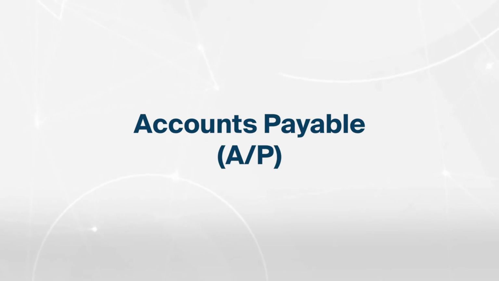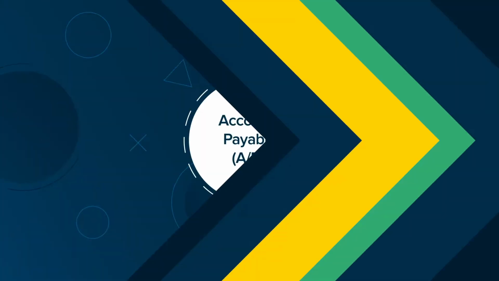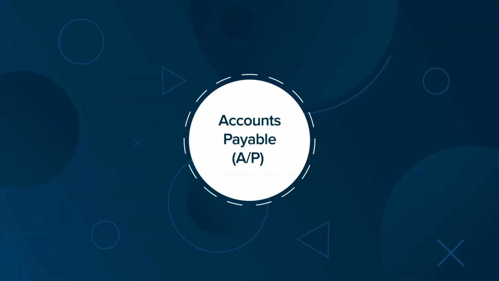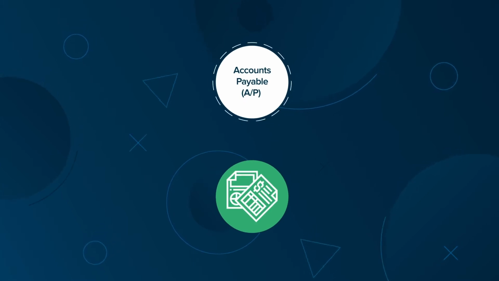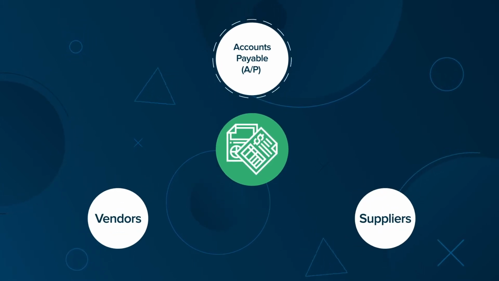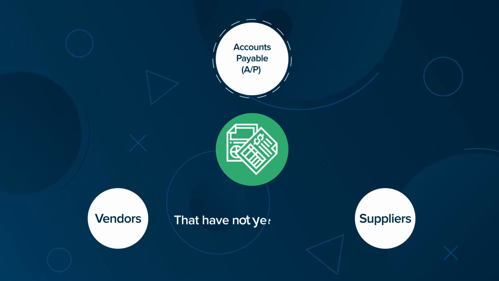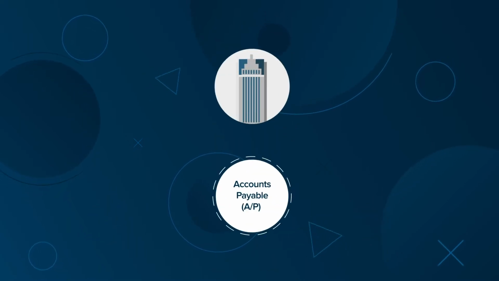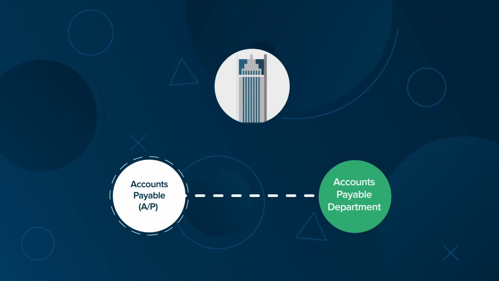In this lesson, we're going to cover Accounts Payable, or AP, is an accounting ledger showing how much is owed to vendors or suppliers for goods and services received that have not yet been paid for. AP can also represent the accounts payable department at a company.